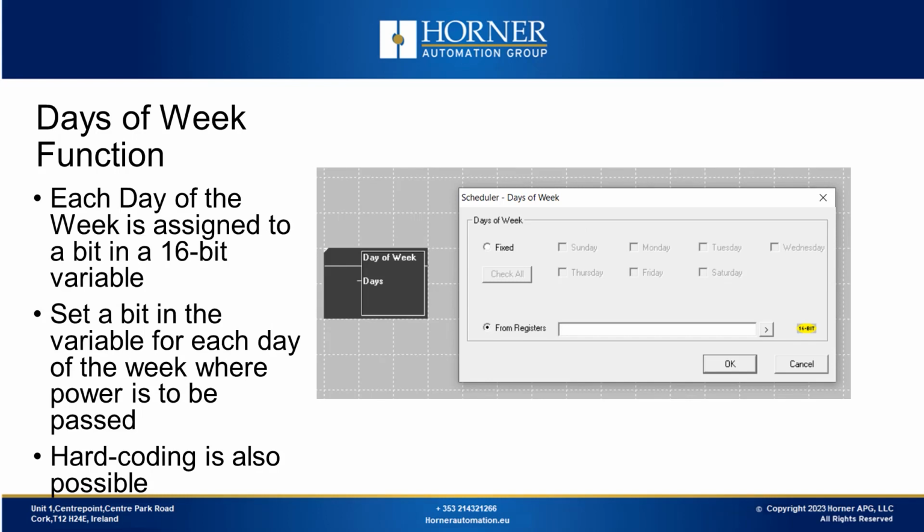Next, we'll look at the days of week function block. Each of the 7 days of the week is associated with a bit in a 16-bit variable, utilizing the lower 7 bits. To enable power flow on specific days, you simply turn on the corresponding bits in the variable assigned to the function block. Alternatively, you can also hard code the days of the week directly without using a variable or register. This flexibility applies to all the function blocks we're discussing.